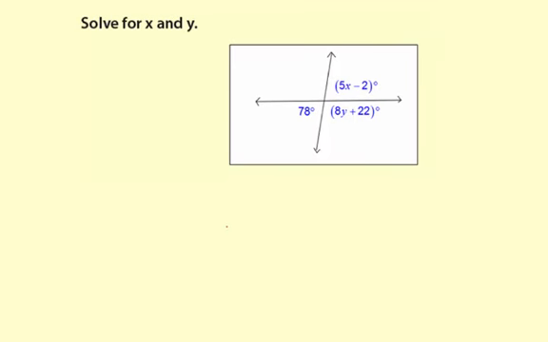Solve for x and y. So here we're given a 78-degree angle, here we're given a 5x minus 2 degree angle, and an 8y plus 22 degree angle. So I'm already thinking to myself I'm going to have to write two different equations because I have to solve for an x and solve for a y.